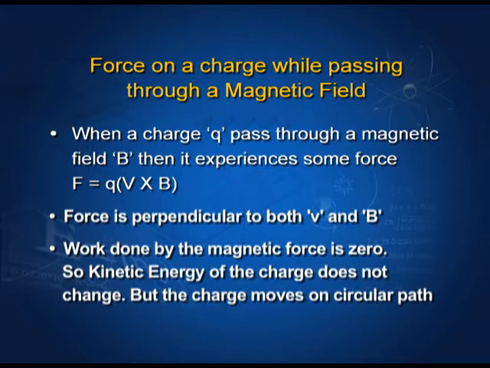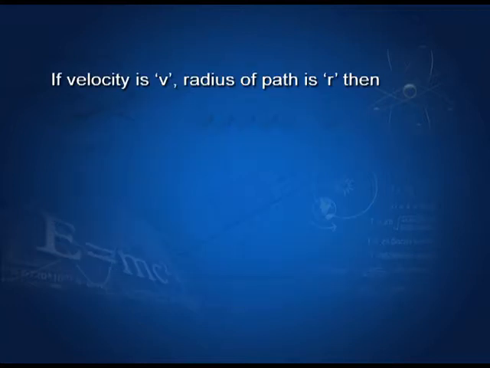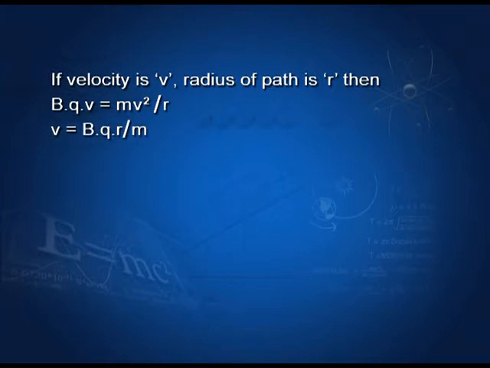However, as the direction of the charged particle is changing, the velocity of the charged particle is changing, and under the action of this force, the charged particle moves on a circular path. If the velocity is v and the radius of the path is r, it requires the centripetal force mv square upon r, which is balanced by the magnetic force. That means Bqv, the magnetic force, is equal to the centripetal force mv square upon r. That means velocity v equals Bqr upon m.